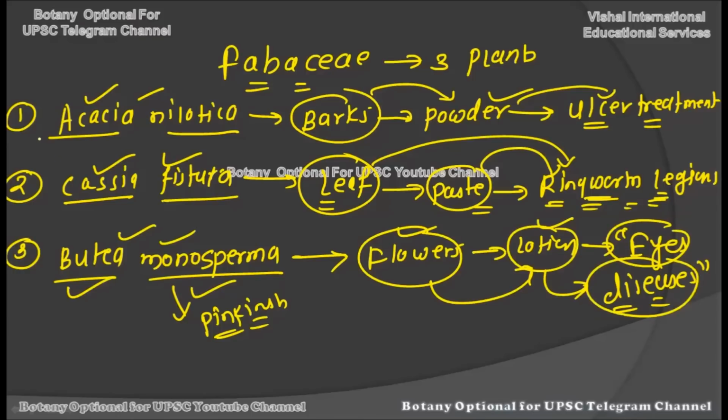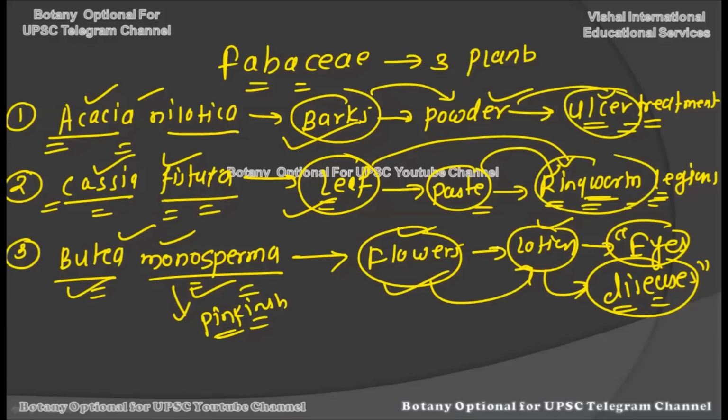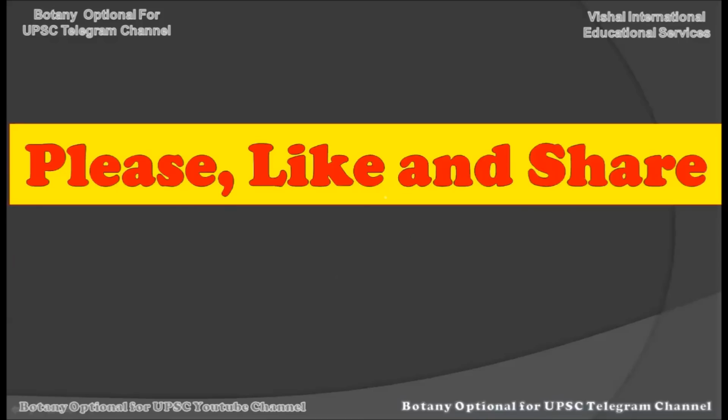So the very first plant we have studied for the Fabaceae family is the Acacia nilotica, the second one is the Cassia fistula, and the third one is the Butea monosperma. In case of the Acacia nilotica we have used its bark, in case of Cassia fistula we have used its leaf, and in case of Butea monosperma we have used its flowers. Now Acacia nilotica was used for ulcer treatment, Cassia fistula is used for ringworms, and Butea monosperma is used for eye diseases. All right, so these are the 3 plants which belong to the Fabaceae family and show its ethnomedicinal importance.